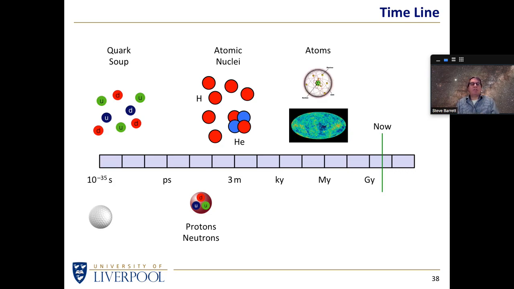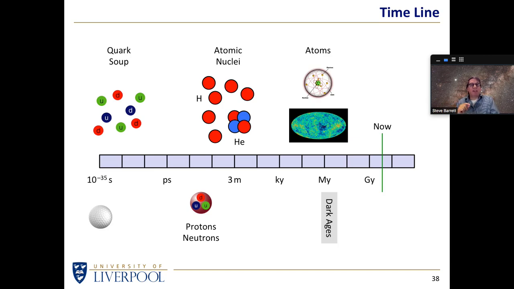If we wait 377,000 years, the universe is then cold enough for atoms to form. In other words, the hydrogen and helium nuclei can grab hold of some of the electrons that are floating around and actually form atoms. The universe becomes transparent, the light is released, and we see that light as the microwave background.